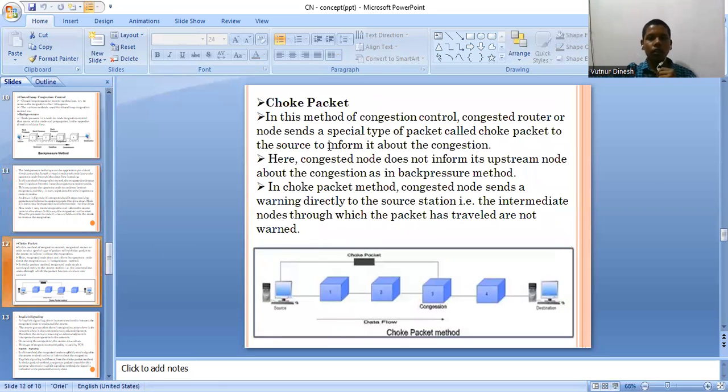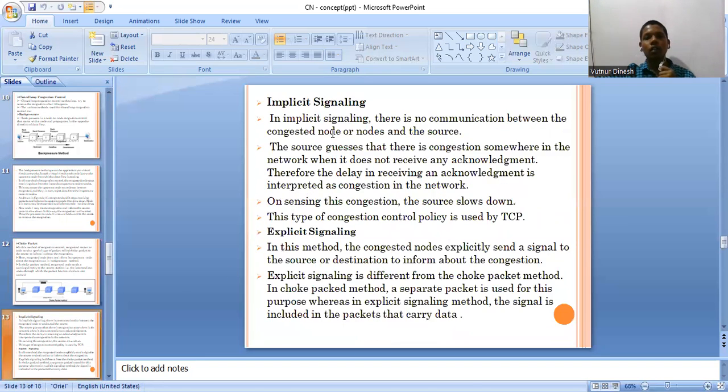Choke packet. In this method of congestion control, the congested router or node sends a special type of packet called a choke packet to the source to inform it about the congestion. Here, the congested node does not inform its upstream node about the congestion as in the backpressure method. In the choke packet method, the congested node sends a warning directly to the source station, that is, the intermediate nodes through which the packet has traveled are not warned.